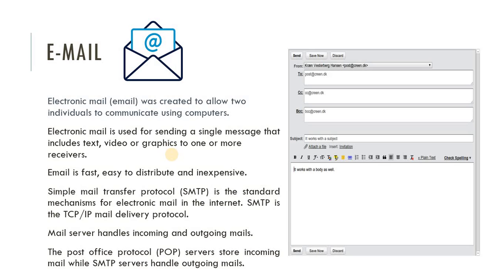So electronic mail is used for sending a single message that includes text, videos or graphics to one or more receivers. Email is very fast to distribute and inexpensive. Yes, within a second we can transfer a mail to someone else. This is what we are using in our day-to-day life.